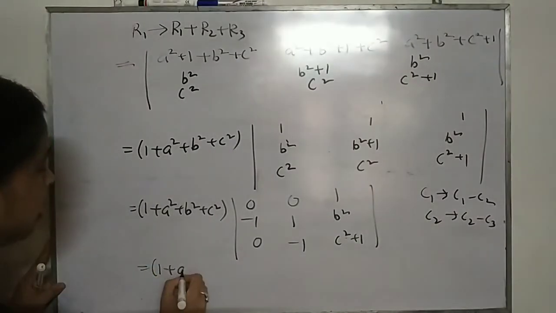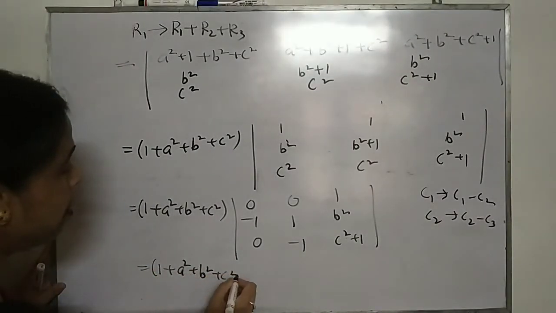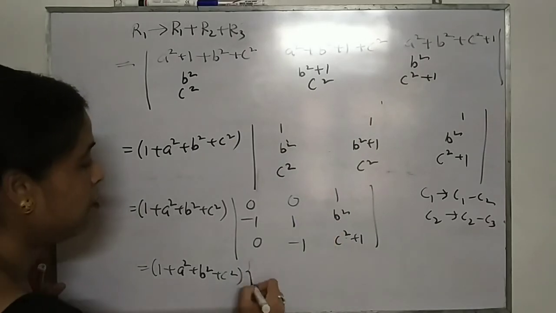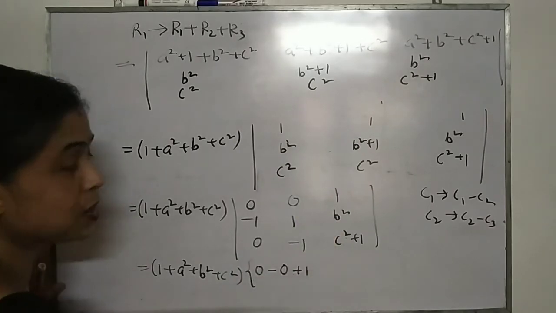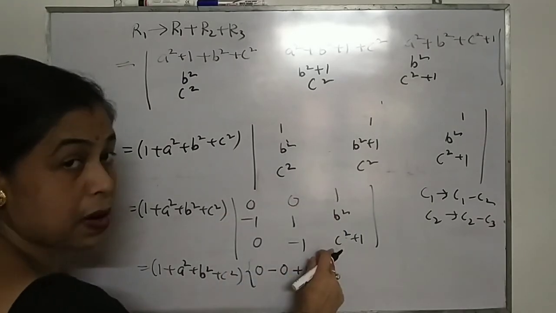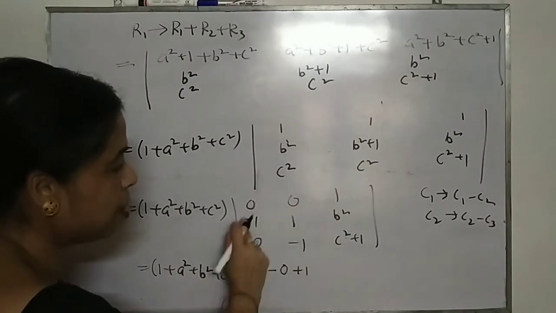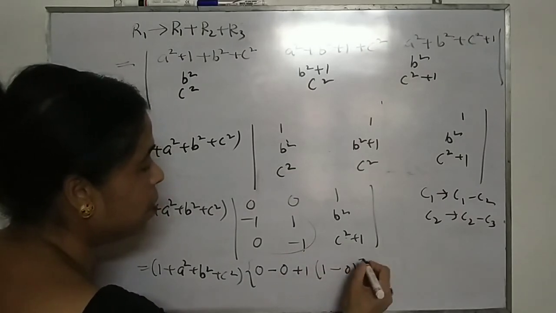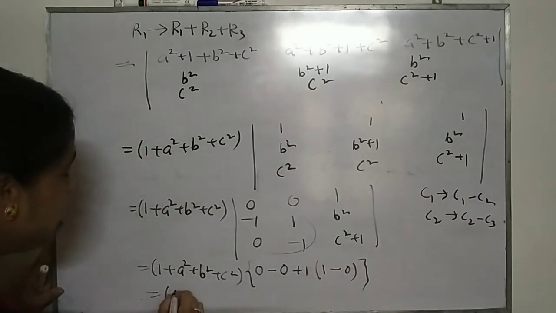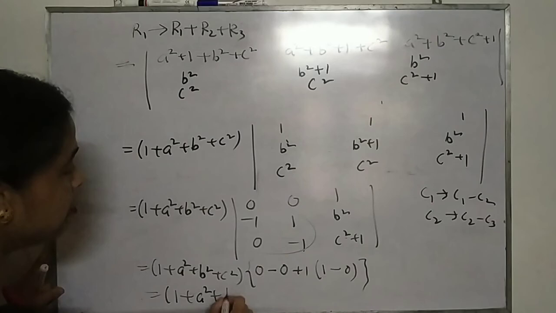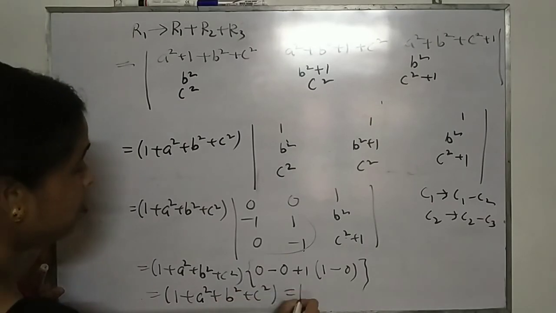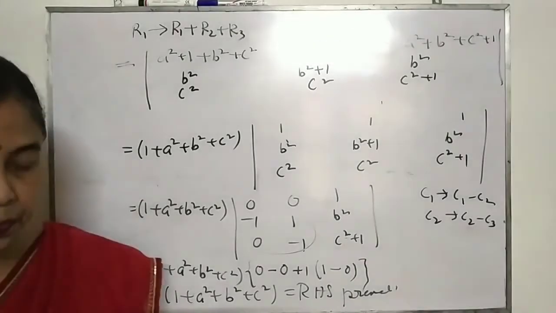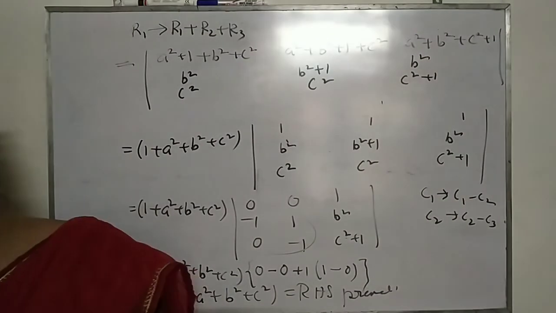So after this, as you have 2 zeros out of 3 in the first row, let us expand now. First expression 0 minus 0 plus 1. Plus 1, deleting this row and column, what will we have? This determinant will be left. The determinant of this is multiplication 1 minus 0, so you will have 1 only. So that is 1 plus A square plus B square plus C square, equal to the right hand side, and this completes the proof of the result. Hope you understand the procedure.